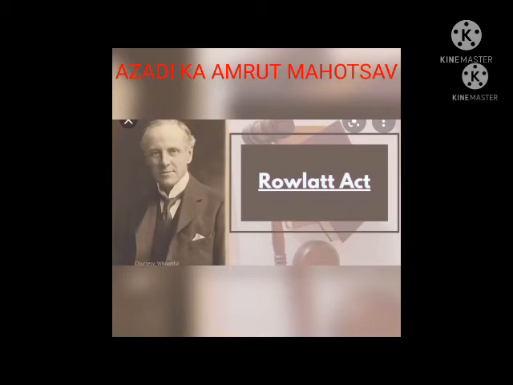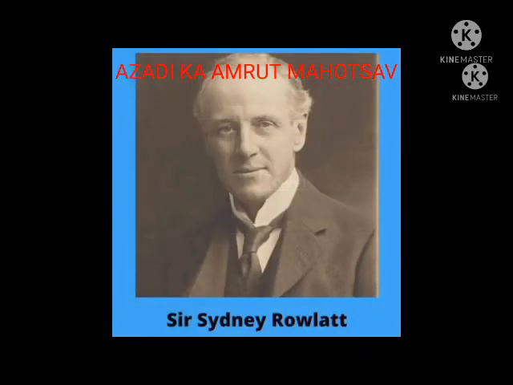Let's start with the Rowlatt Act. In 1919, Mahatma Gandhi launched a nationwide satyagraha against the proposed Rowlatt Act. The act gave the government enormous powers to repress political activities and allowed detention of political prisoners without trial for 2 years. The British government decided to clamp down on nationalists after witnessing the outrage of the people.